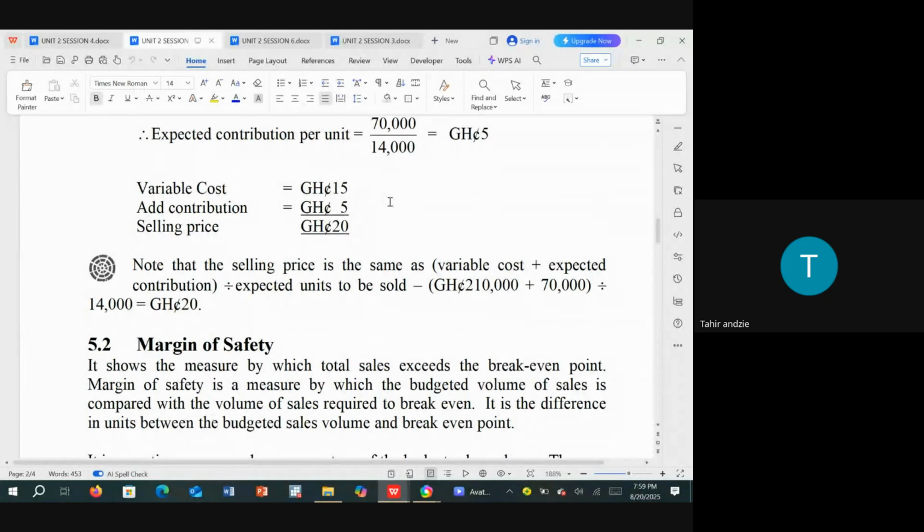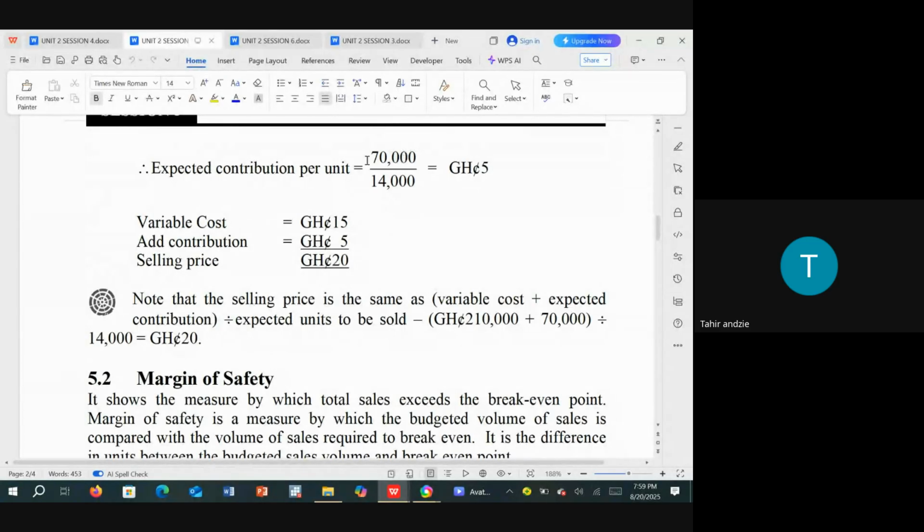With the unit approach, you get the variable cost per unit and the contribution per unit. How do you get the contribution per unit? Fixed cost plus the profit gives you the total contribution. Divide by the units sold, and you get the contribution per unit. Then you add the contribution per unit to the variable cost per unit, and you get the selling price. If you want to use the total approach, it is very simple. Just get the total contribution, then get the total variable cost. Add the two. It is supposed to be equal to your sales revenue. So if you divide that by the total units, you get the selling price.